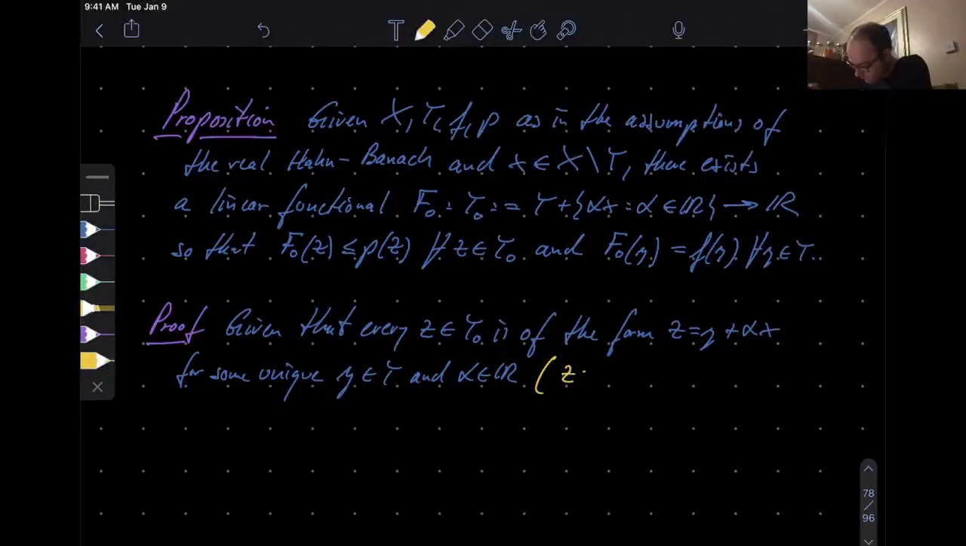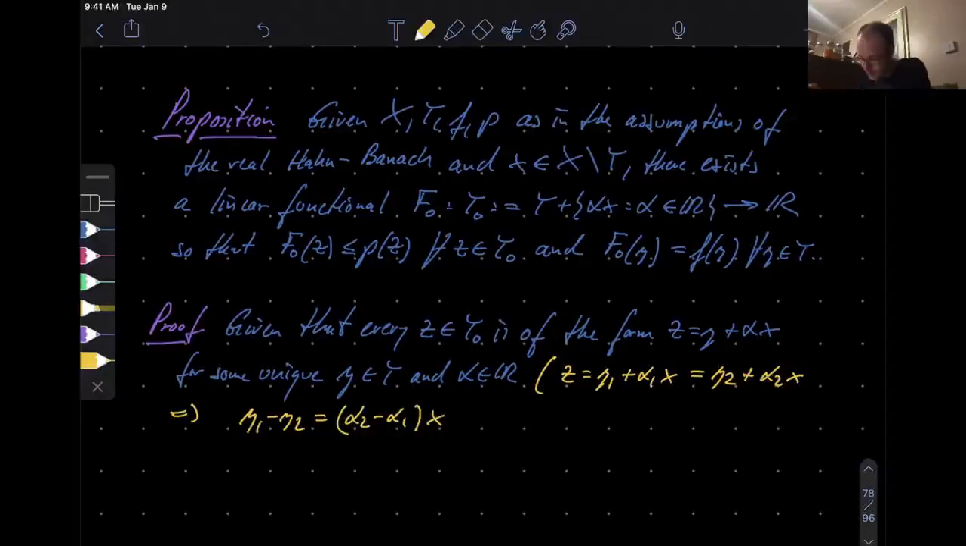Well, as usual, if you can find y1 and alpha 1 such that you have this equality, and likewise y2 plus alpha 2, and then you play around a little bit here with the inequality. So y1 minus y2 is then, let's think here, alpha 2 minus alpha 1 times x. Okay, so now notice here, y is a subspace. That means that the difference on the left, y1 minus y2, is in the subspace. But apparently this difference is equal to the right-hand side, so that means that the right-hand side is in y.